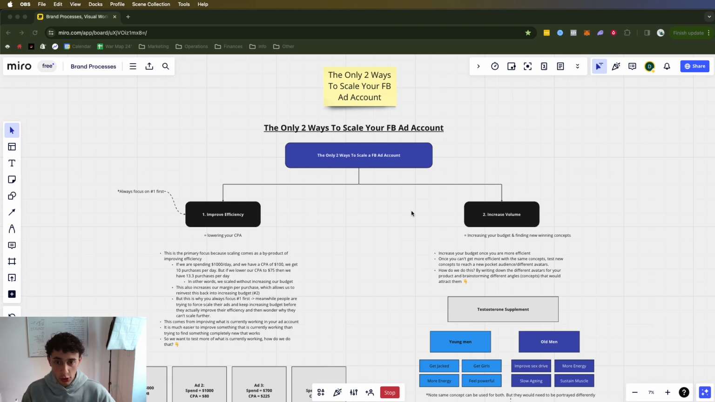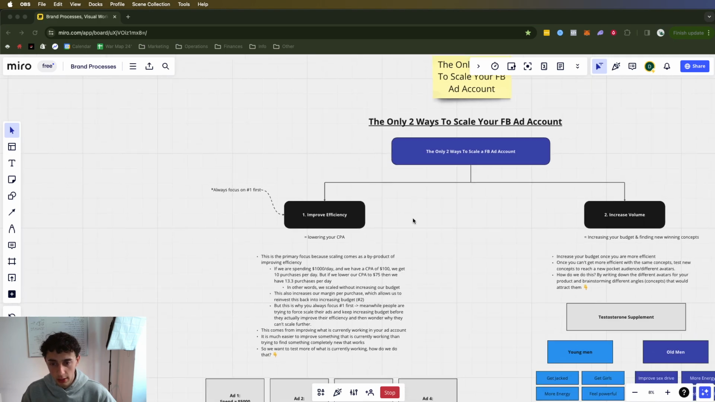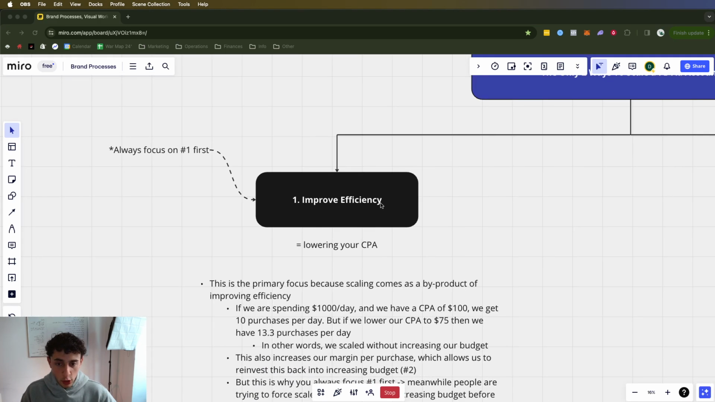And in this one, I want to show you the only two ways you can scale your Facebook ad account, because when you simplify things, it helps. And so there's only two ways. One, improve efficiency, and two, increase volume. So let's start with number one. So you always focus on number one first, and I'll explain why.